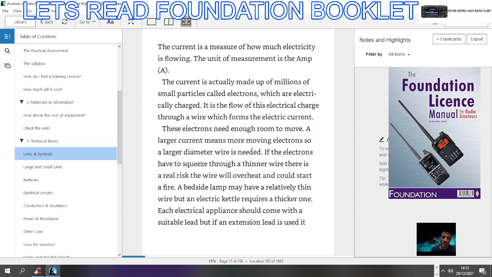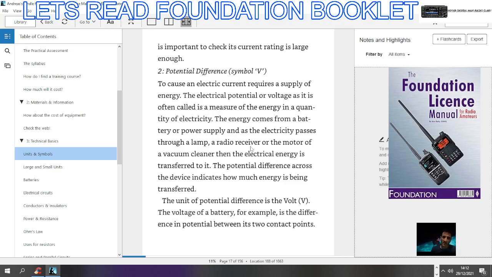A bedside lamp may have a relatively thin wire, but an electric kettle requires a thicker one. Each electric appliance should come with a suitable lead, but if an extension lead is used, it is important to check its current rating is large enough.